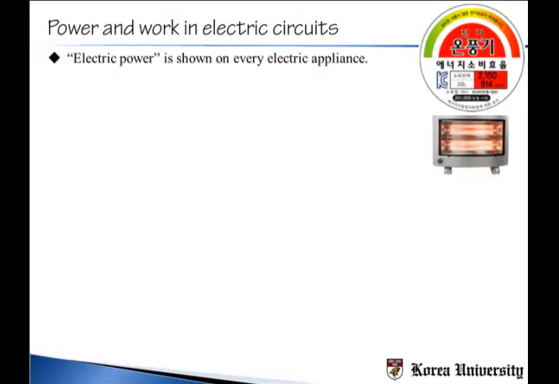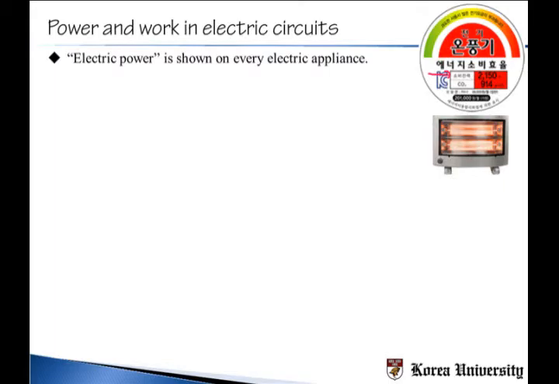And then here we will discuss how much work we can do using electric circuits. And first we'll discuss electric power, which is shown on every electric appliance. Take a look at the figure on the right. It is a typical sticker you can easily find on any electric appliance, and it shows this number, which is the electric power.